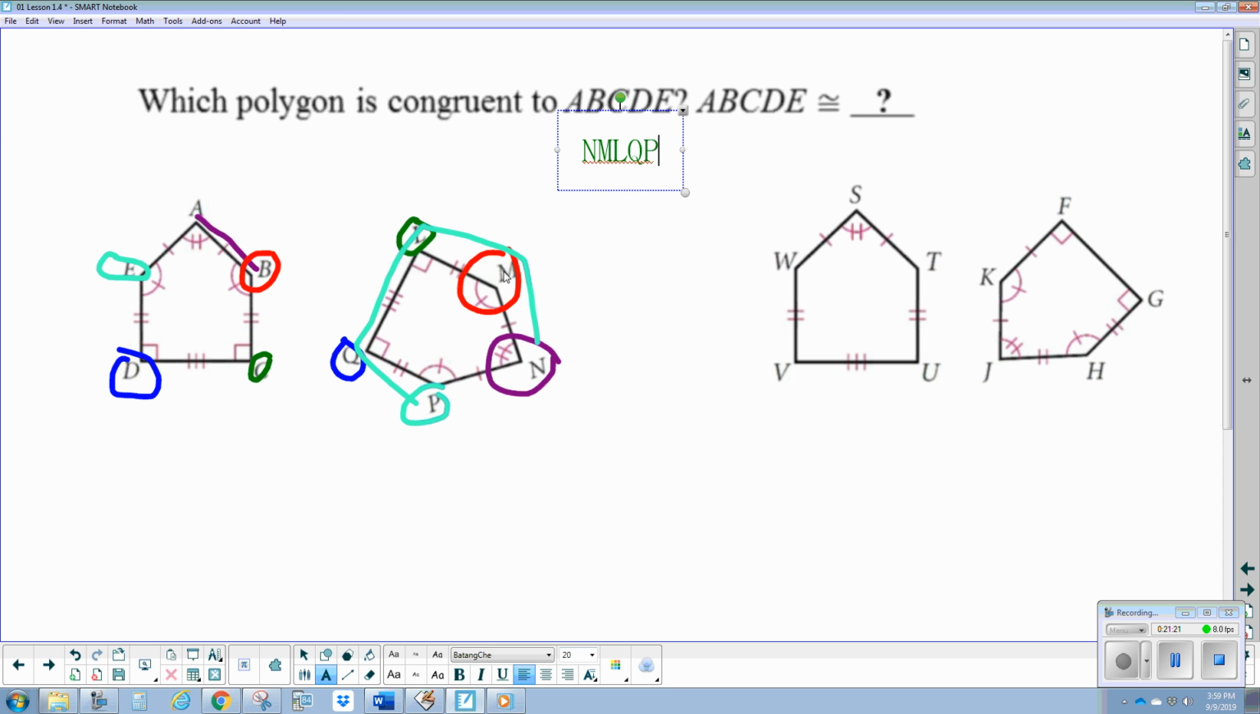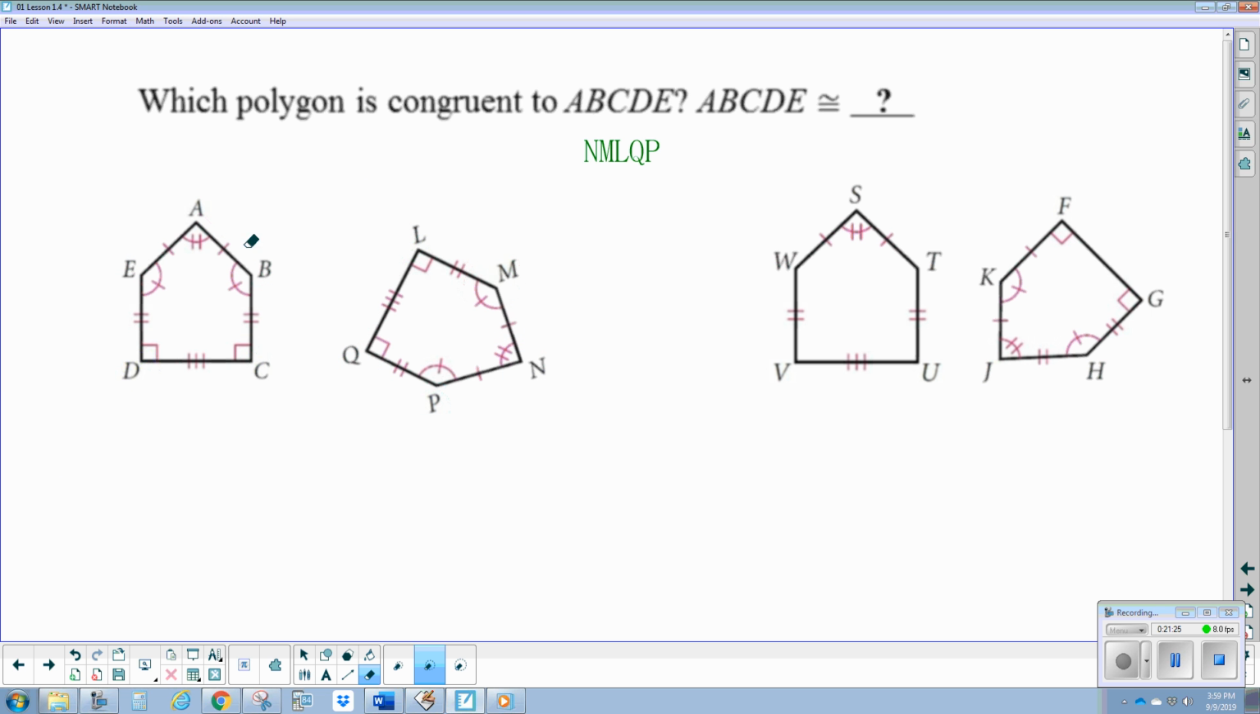We have to also make sure that the sides are congruent. So AB and NM, one tick mark. BC, I'll use a color. You can say BC to ML, it's two tick marks.